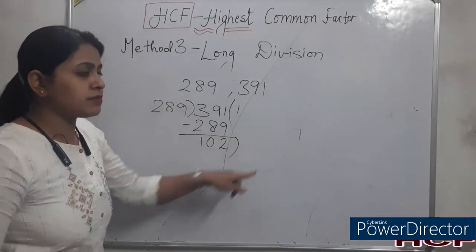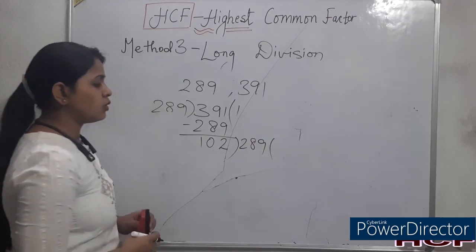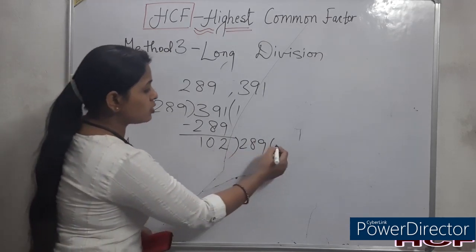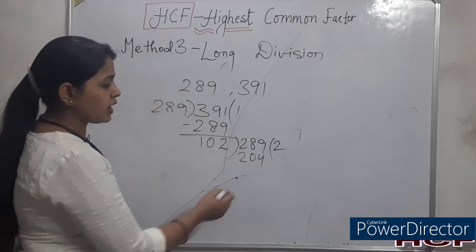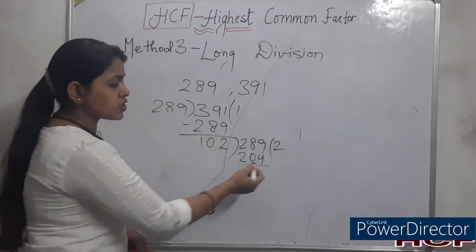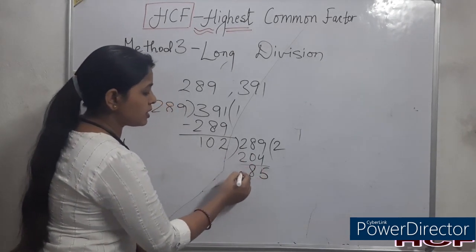The divisor becomes the dividend. So we have to divide 289 with 102. And when we multiply 102 into 2, that is equal to 204. Okay? Now let's again do the subtraction. 9 minus 4, 5. Here it is 8. And 2 minus 2, 0.